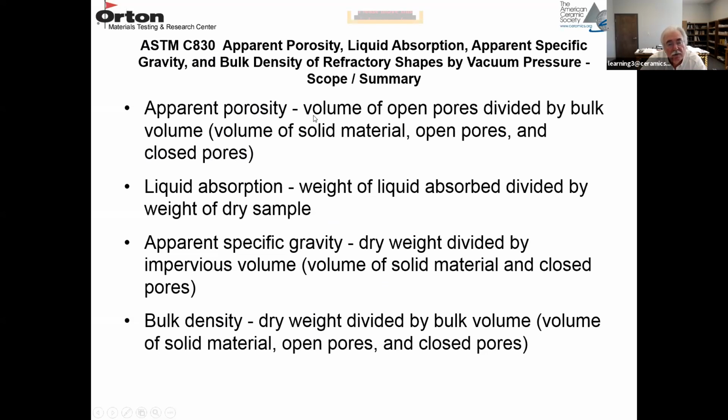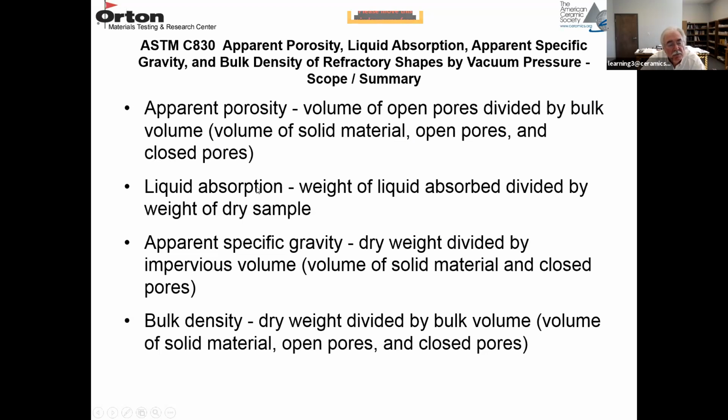So the apparent porosity is the volume of open pores divided by the bulk volume. So you have a volume of solid material, you have a volume of open pores, and you have a volume of closed pores. Those three make up the bulk volume.